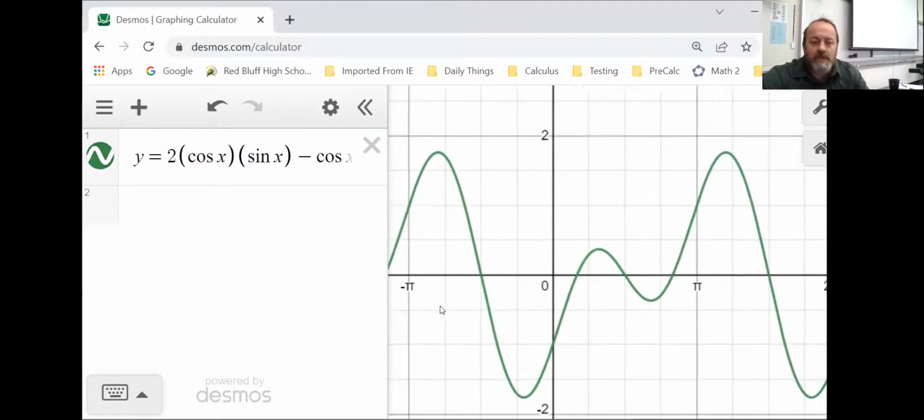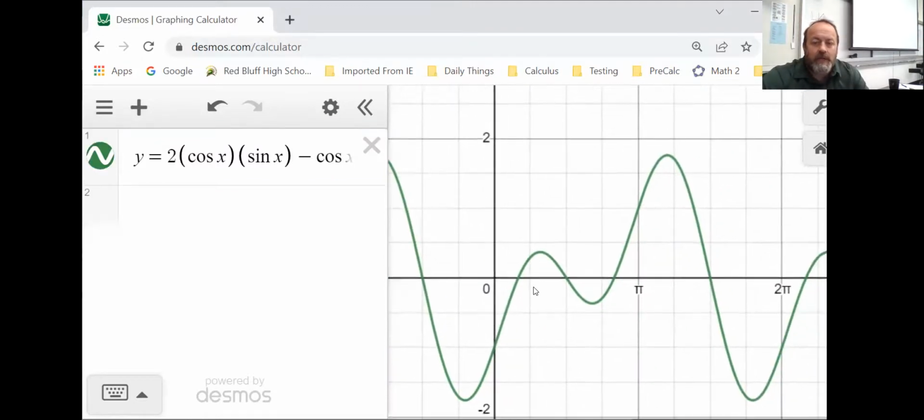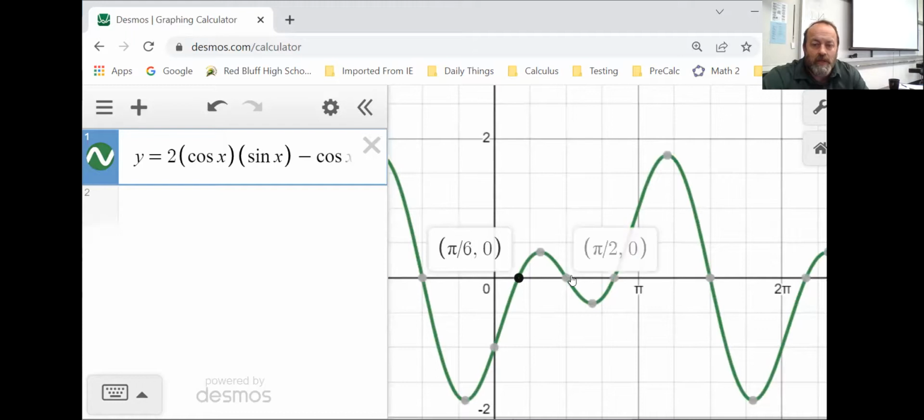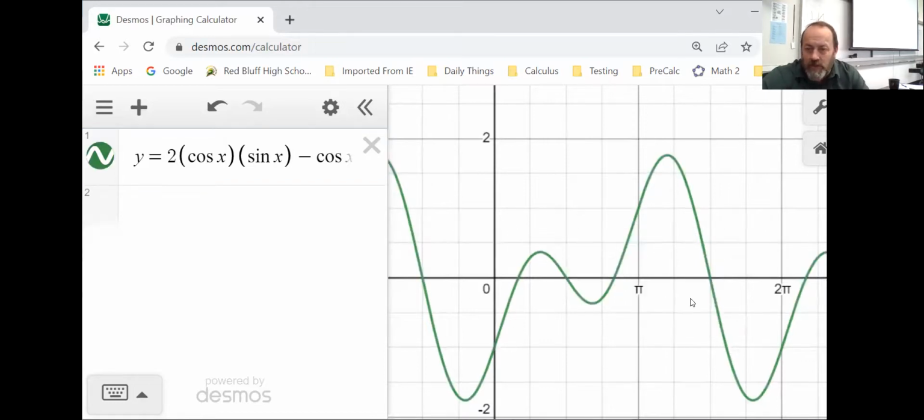So notice that I got this crazy looking function right here that has 1, 2, 3, 4 places between 0 and 2 pi. And you're going to notice those line up absolutely perfectly with what we have. Notice that strange looking wave. That's what happens when you start multiplying and adding different sine waves.